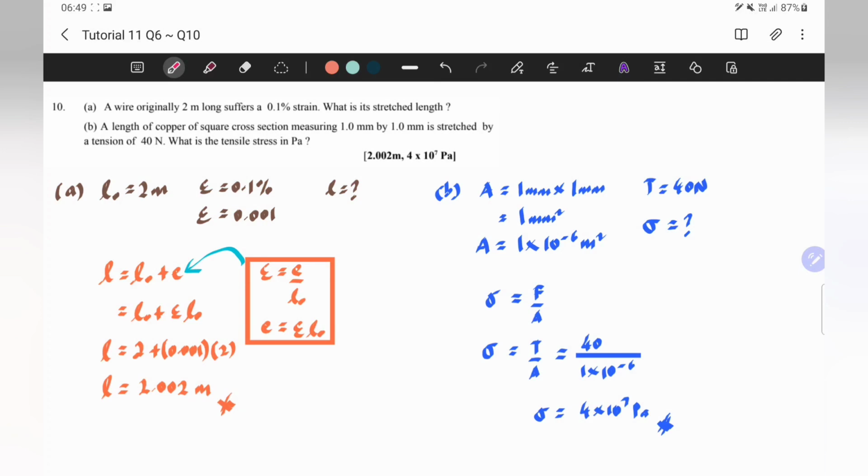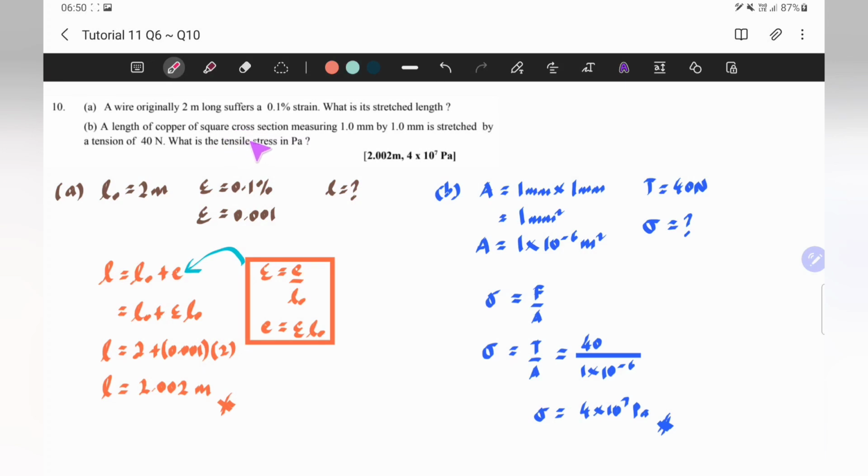For the second part, B: a length of copper of square cross section measuring 1 millimeter by 1 millimeter. Remember, the wire is in square shape, so the cross-section area should be square, which is 1 times 1. But remember the unit is millimeter. We need to convert it to meter for the calculation. It is stretched by a tension of 40 Newton. This is the tension or the force exerted on the wire. What is the tensile stress in Pascal?